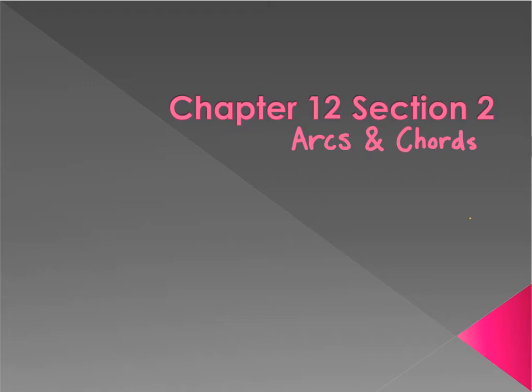And chords. So we learned in the last section that a chord is a part of the circle that looks like this, so a line that goes through the circle. And an arc is a section of the circle. So like this would be an arc. This would be an arc.